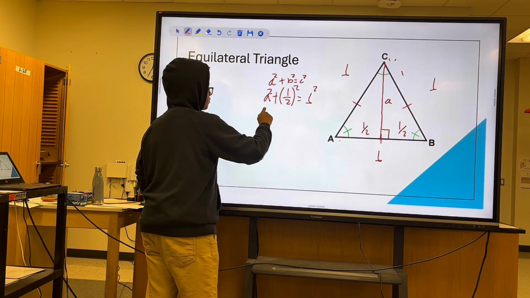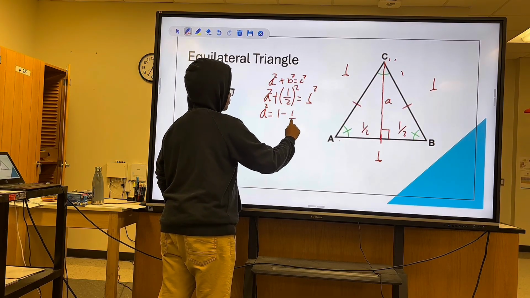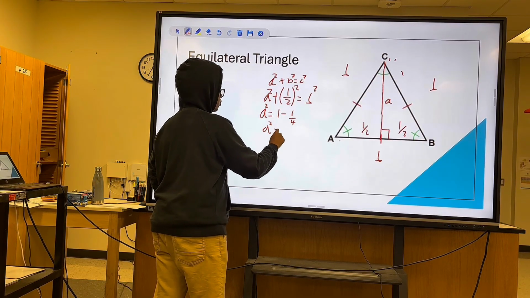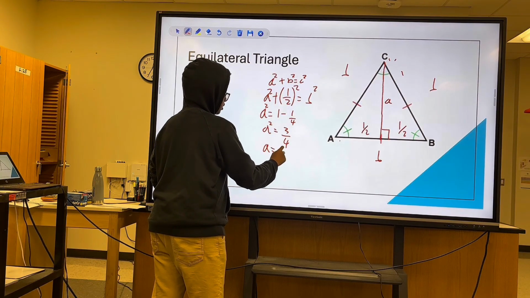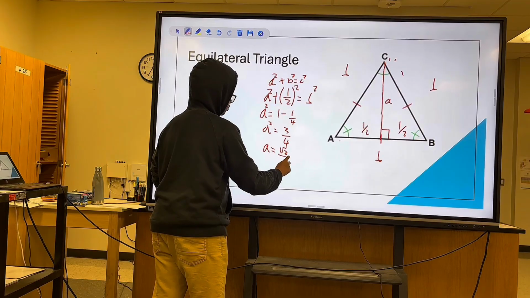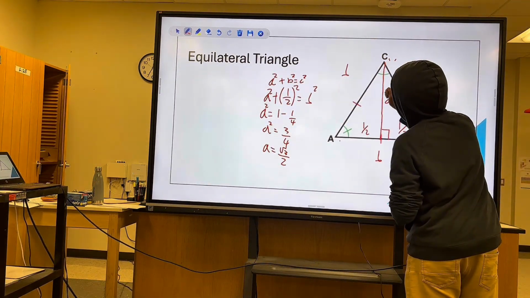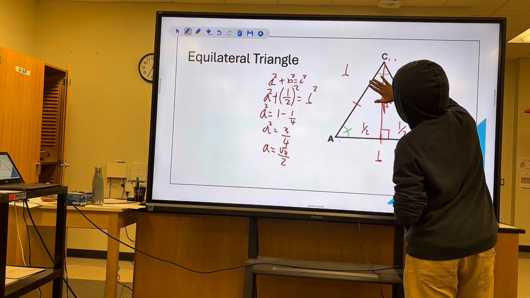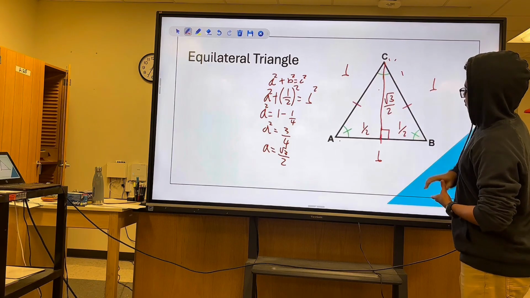Now we solve for this. So we have a squared equals 1 minus 1 over 4. A squared equals 3 over 4. And then a is going to equal square root 3 over 2. So that is what our height is. I'm just going to erase this. This side is going to be square root 3 over 2.